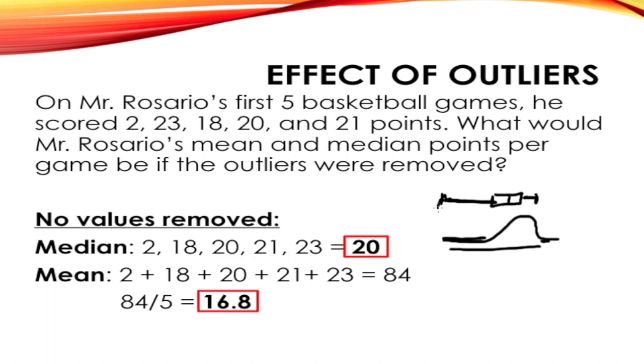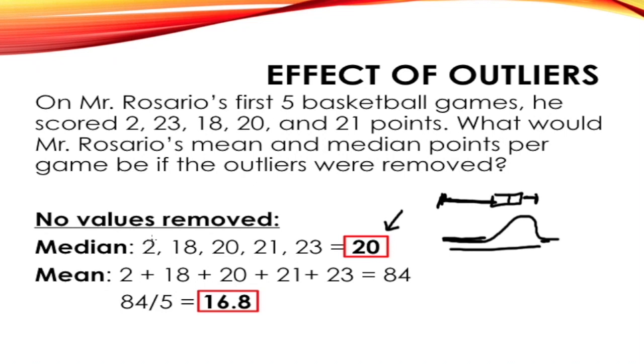And if that's the case, then not only is it left skewed, but because it's not symmetrical, we're going to go with the median. So if we were to say, hey, how many points did Mr. Rosario score, you want to go with the median because this is non-symmetrical. Now let's answer the actual question. What would Mr. Rosario's mean and median points per game be if the outliers were removed?